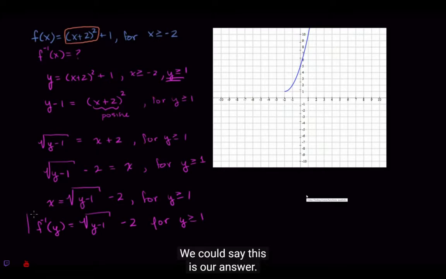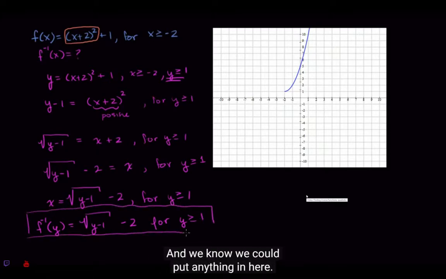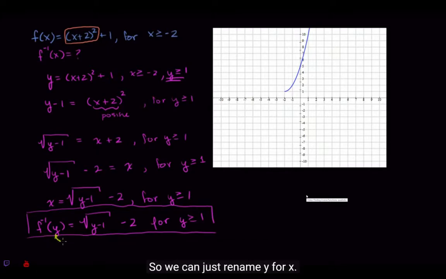We could say this is our answer, but many times people want the answer in terms of x. And we know we could put anything in here. If we put an a here, we could take f inverse of a, and it'll become the square root of a minus 1, minus 2, for, well, assuming a is greater than or equal to 1. But we could put an x in here. So we can just rename the y for x. So we could just do a renaming here.